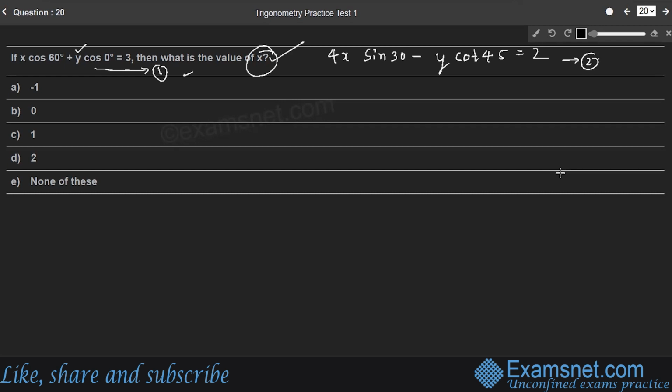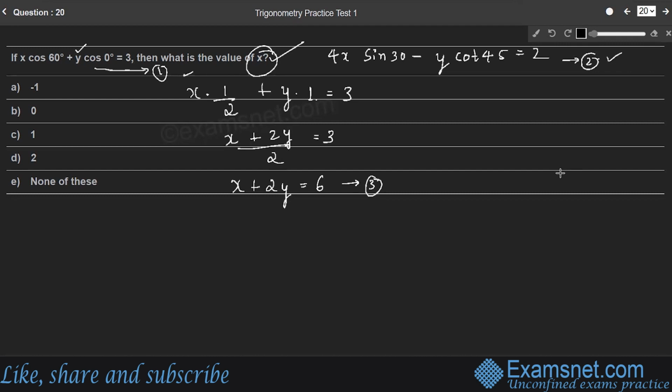Consider the first equation, x cos 60 degrees. Cos 60 is always 1 by 2, right? So x into 1 by 2 plus y into cos 0, which is 1, so y into 1, is equal to 3. Simplify it by taking 2 as LCM: x plus 2y by 2 is equal to 3. So x plus 2y is equal to 6. Consider this as equation 3.